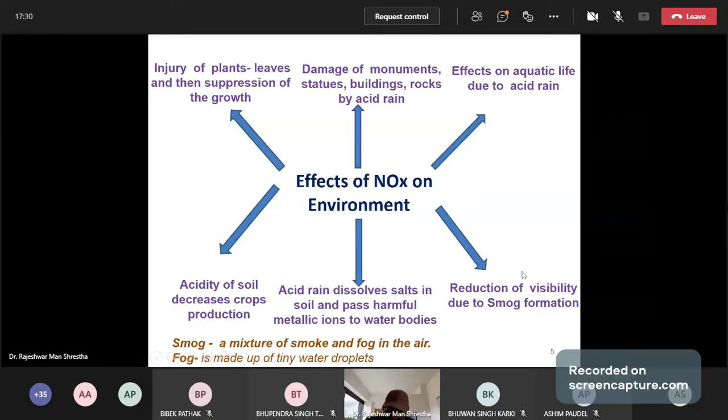And CO2 gas also forms smog in the atmosphere. When smog is formed, that will reduce visibility on the road at daytime. In this way, smog means a mixture of fog and smoke in air, and fog is made of tiny water droplets in the atmosphere.